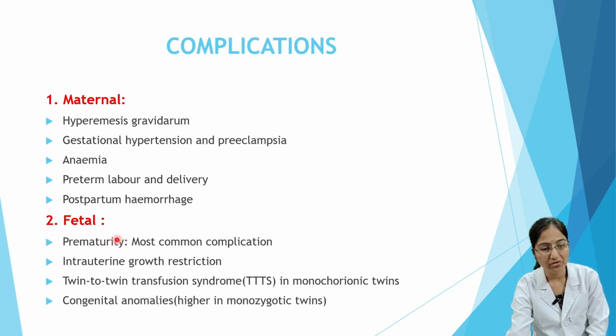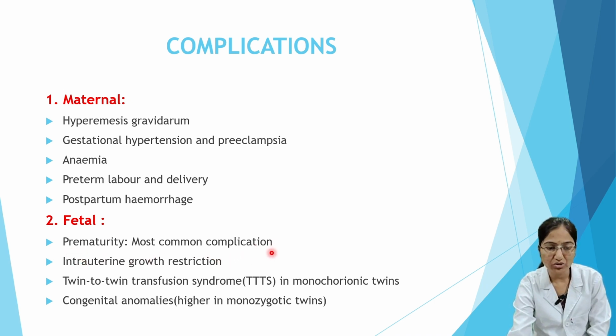And then next we'll see the fetal complications. Prematurity is the most common complication in multiple pregnancy. And then intrauterine growth restriction, and also twin-to-twin transfusion syndrome in monochorionic twins, and also congenital anomalies, which are higher in monozygotic twins.